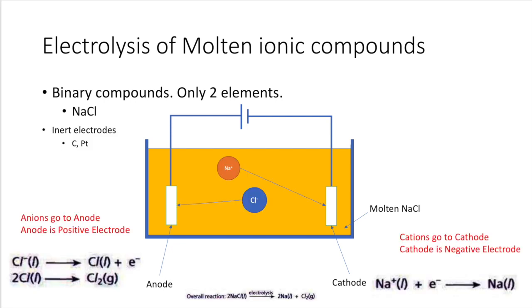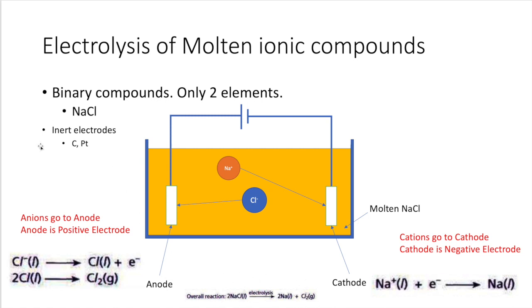Within this system, the only ions that exist will be the sodium plus ion and the chloride minus ion. Cations go to the cathode, which is the negative electrode, and anions go to the anode, the positive electrode. So the sodium plus goes to the cathode, chloride minus goes to the anode. As such, these discharge reactions take place and the overall reaction will look like that.